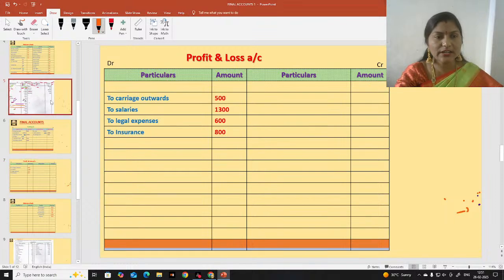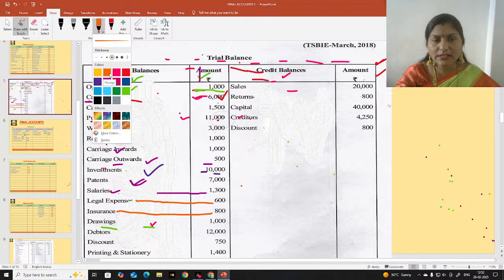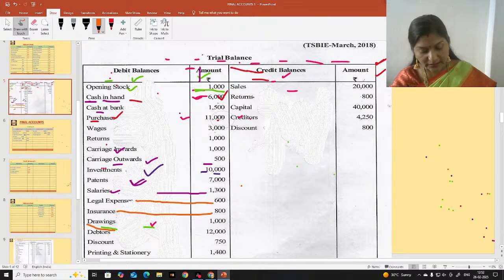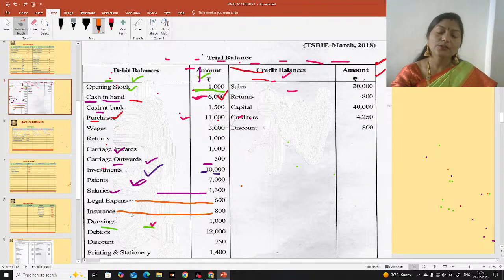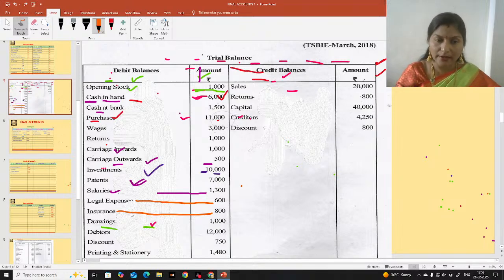Let us go to next item. What is the next item here? Next item you can see here, that is drawings, students. After insurance we have drawings. So where we show drawings? Always we should deduct drawings from capital. Students, here we have drawings, you can see. Drawings we have to deduct from capital always. So whenever we write capital, that time we will deduct drawings without forgetting. Drawings is 1000, we will deduct while writing capital and keep it aside.